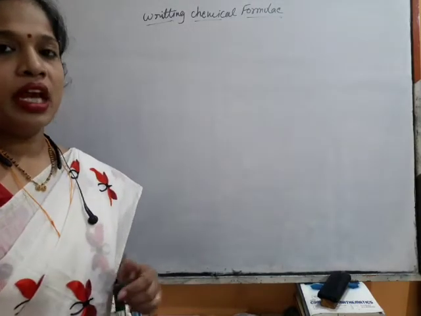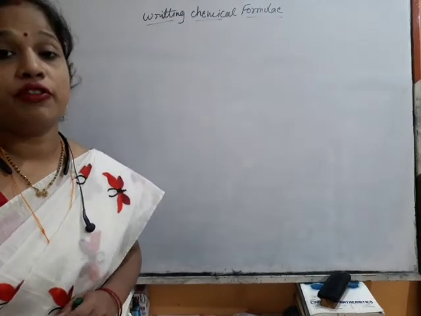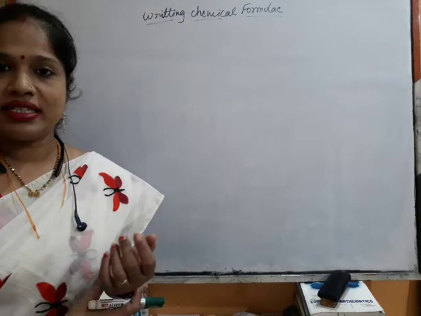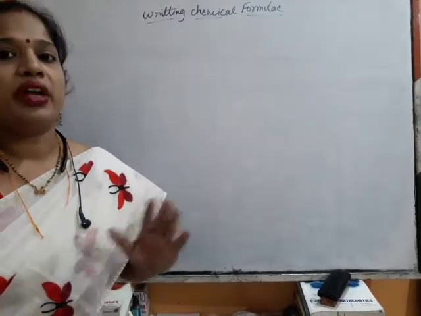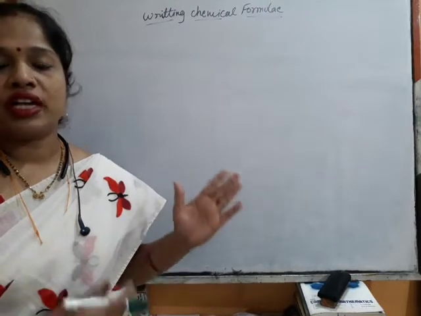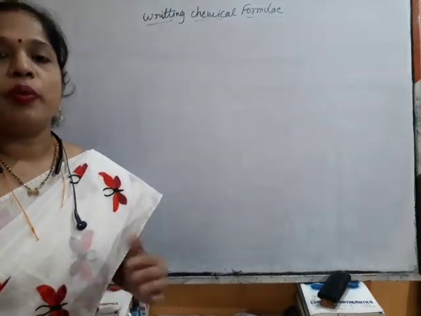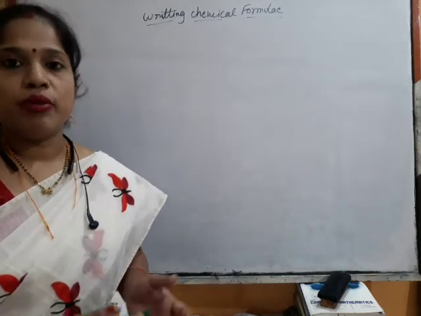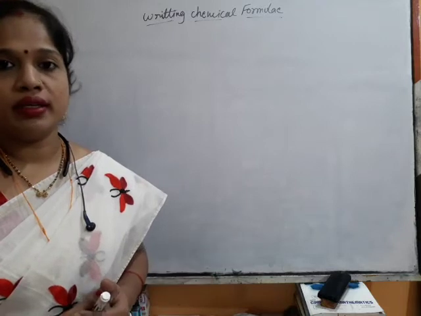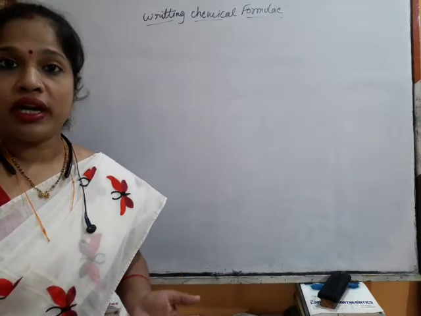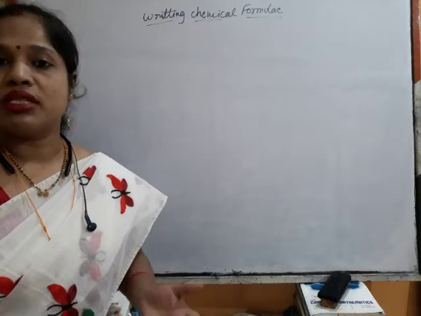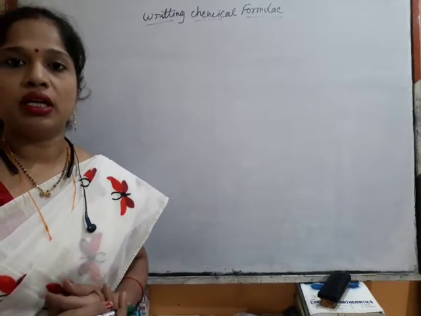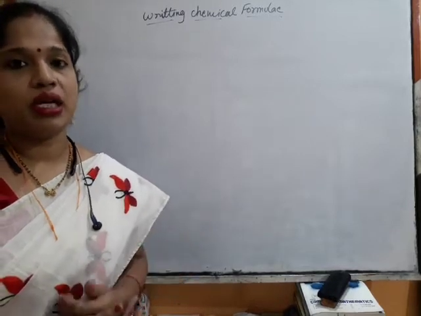Hello everyone. In this video we will study writing chemical formulae. In the previous videos we have studied valencies and ions, and how elements form ions before reacting with each other. They form ions because of their valencies, to become stable, and those ions combine with each other to form a chemical compound or chemical bond.